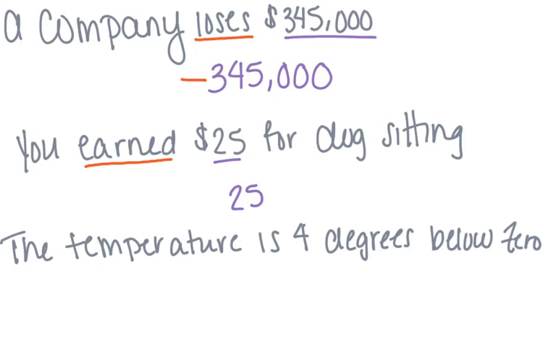And lastly, the temperature is 4 degrees below 0. Our integer, 4. Our key word here, below 0. And if something is below 0, it is a negative number.